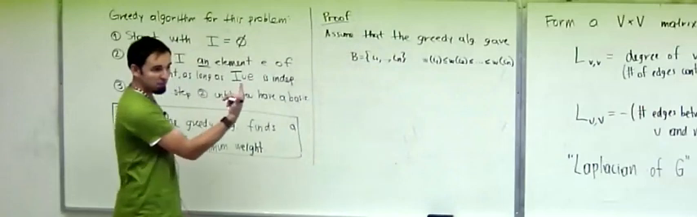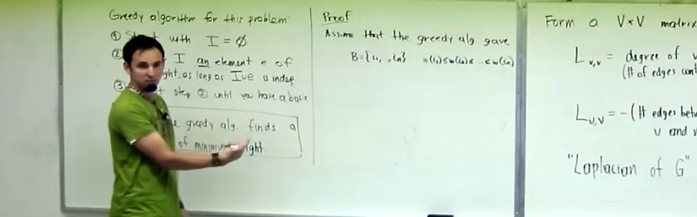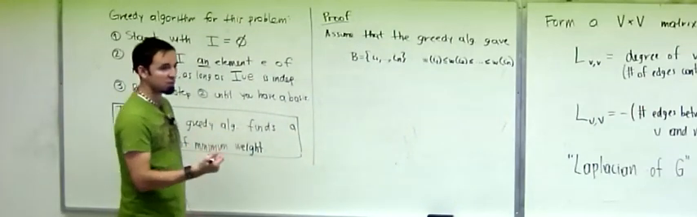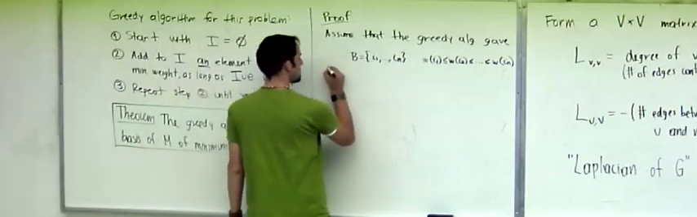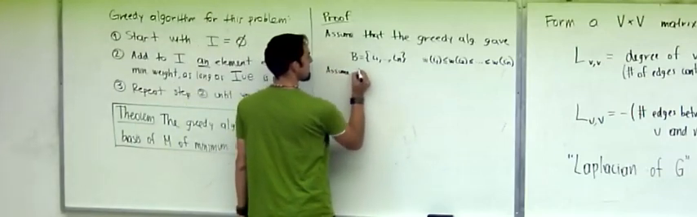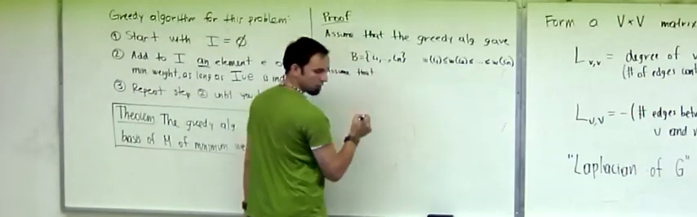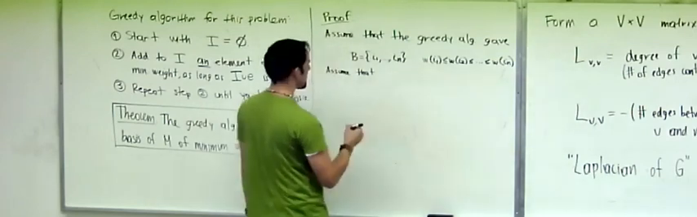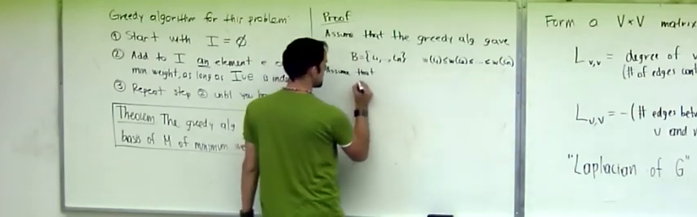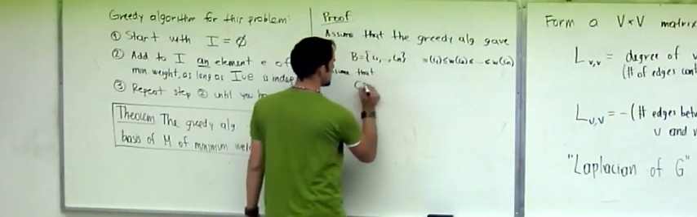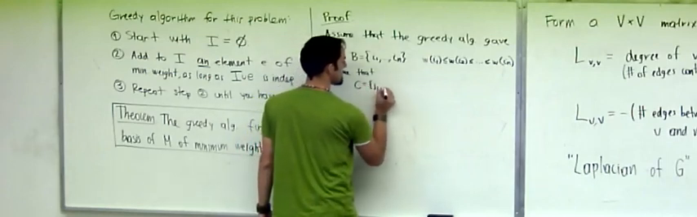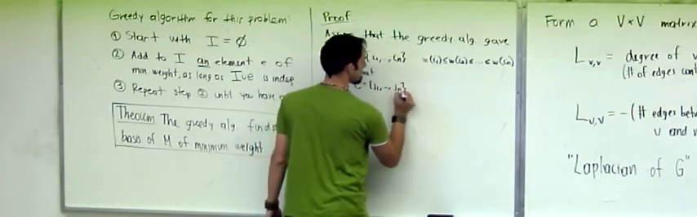I want to claim that this is the cheapest possible basis, so let's assume that it's not. Let's assume that there is a cheaper one. So assume that, let me call it C, J1 up to Jn is cheaper.